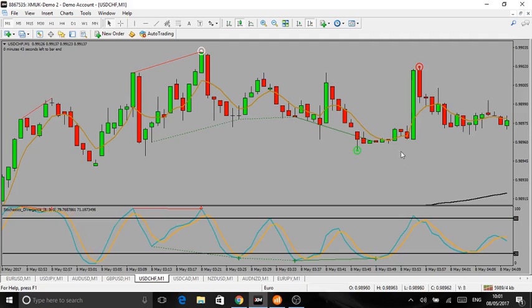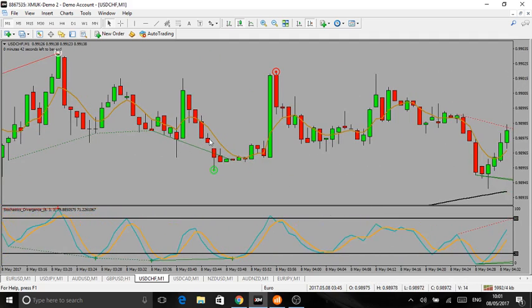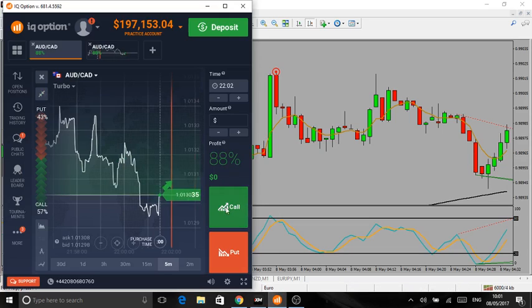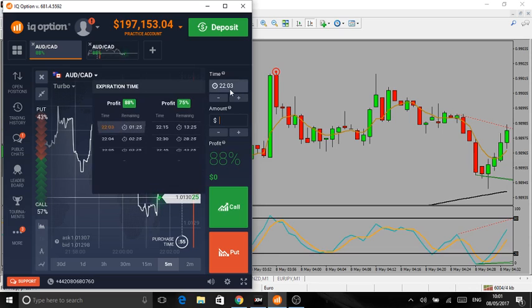As you can see, this strategy does work. Of course, it's not 100%. You do face losing trades, like myself. I do face losing trades as well. When you get a green signal, you take a 5 minute call to the upside. This is a call here, guys. You get a call and a put. Call meaning up, put meaning down, and the expiration is 5 minutes.